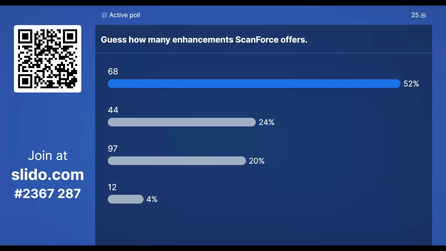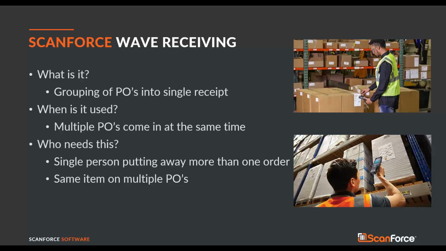All right, let's move on and talk about some of these enhancements specifically related to receiving. The first one we call wave receiving. Now, to us, a wave is just a group of orders. We have wave picking and shipping. We also have this wave receiving. It's a way to group orders together. Let's say that a vendor says, hey, I've got these 5 POs, 10 POs for you, whatever. I'm building a truckload and I'm going to send them all to you.